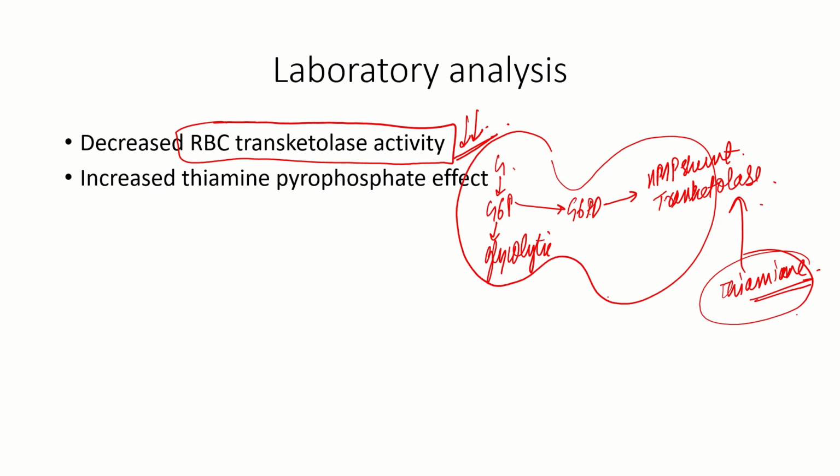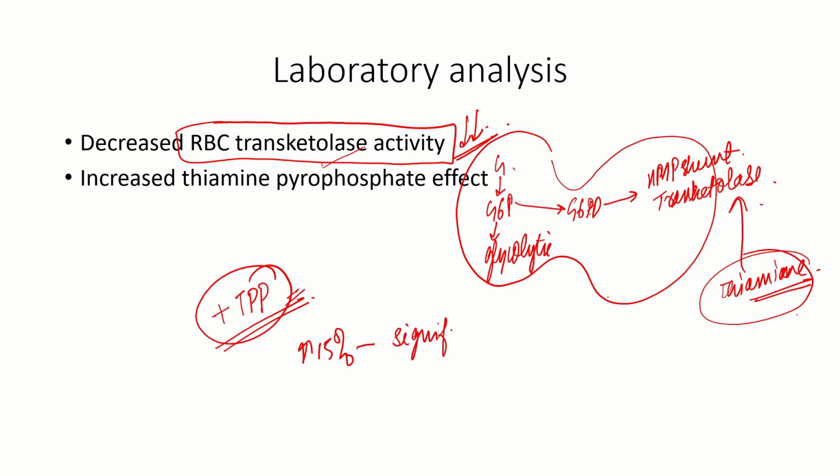And if we measure this transketolase activity after supplementing thiamine pyrophosphate, in comparison to the activity level without giving TPP, if the activity increases by 15%, it is called a significant increase and signifies that there was a deficiency to begin with. This is called increased thiamine pyrophosphate effect. If the increase is up to 30%, it signifies a severe thiamine deficiency to begin with.